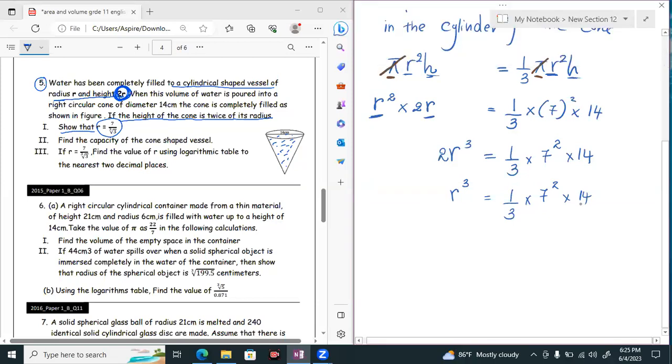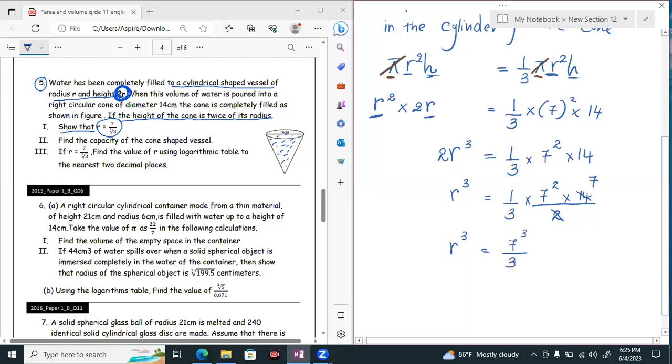You can divide this side by 2. That means you have divided this side also by 2. No need to show it; if you want, it doesn't matter, you can show it, or otherwise it is not required. Now 14 divided by 2 is 7. Then r cubed is equal to 7 squared times 7, which is 7 cubed upon 3.